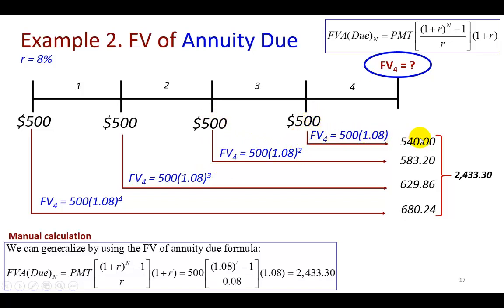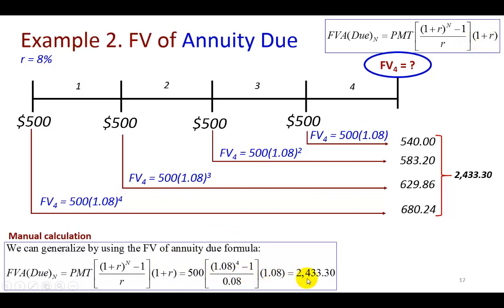So we sum up their future values to get 2433.3. And again, we can use the future value of annuity due formula. The difference is we're going to have to post multiply the calculation by 1 plus R, which is what you see me do right here.